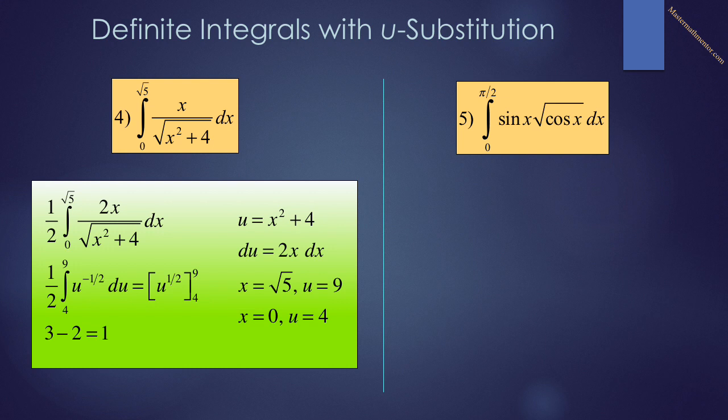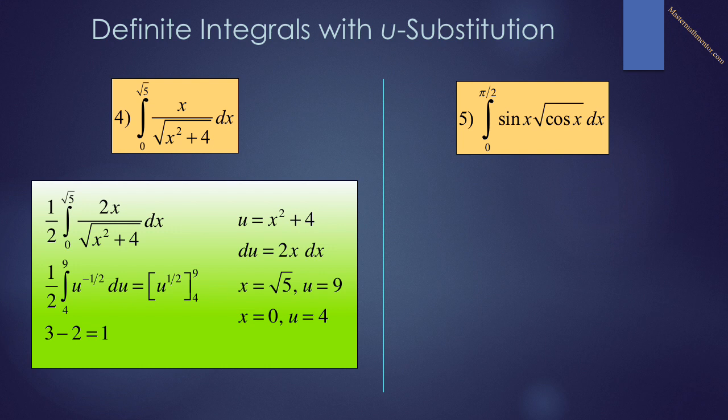To start this, we let u equal x squared plus 4 and du is equal to 2x dx. We multiply by 2 on the inside of the integral and 1/2 on the outside of the integral. And this becomes 1/2 the integral of u to the negative 1/2 du. We now change the limits. When x is equal to 0, u is equal to 4.